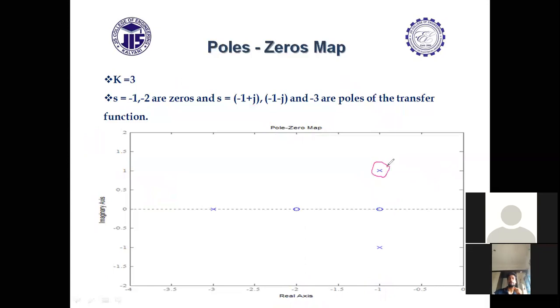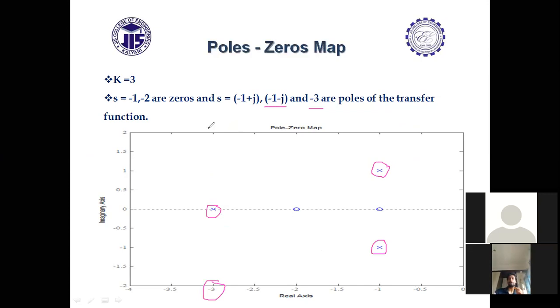The location of one pole is minus 1 plus j1. The location of another pole is minus 1 minus j1. These two poles together are known as a complex conjugate pair of poles. Another pole is located at minus 3, which is a real value. There is no imaginary value, so it is on the real axis. There is no imaginary part at minus 3. So this is how we can get the pole zero plot of any transfer function.